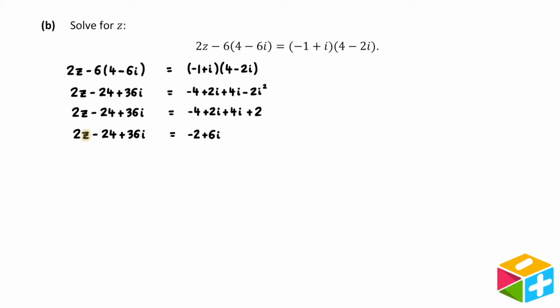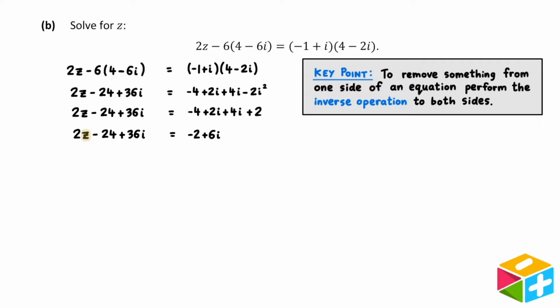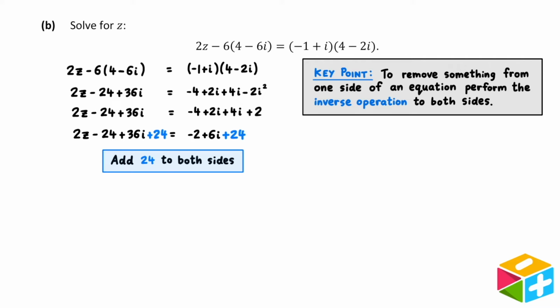Remember, the goal here is to isolate the z so it's all by itself on one side of the equation. To remove unwanted terms, we'll need to perform the inverse operation to both sides. Let's start by removing the minus 24. This represents subtraction, and the inverse of subtraction is addition. So we should add 24 to both sides.